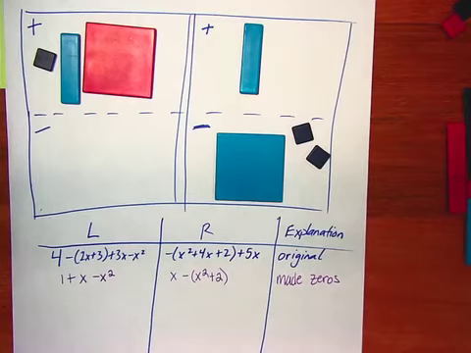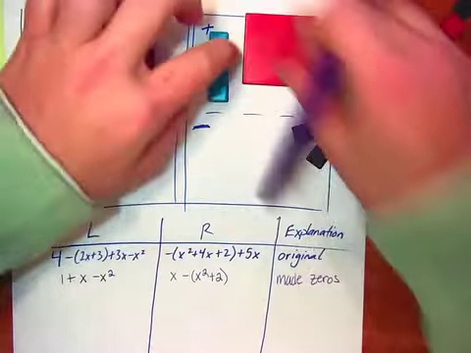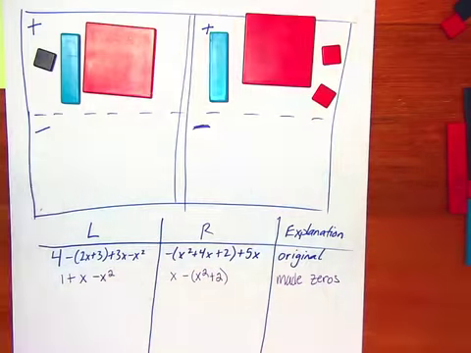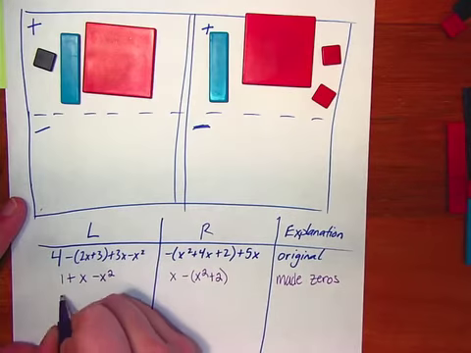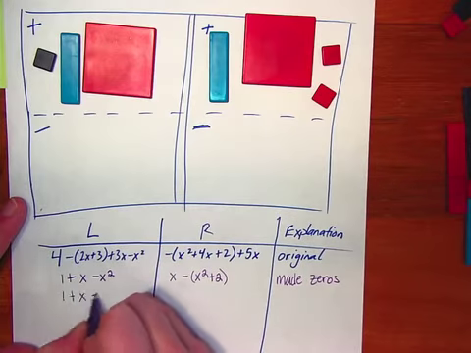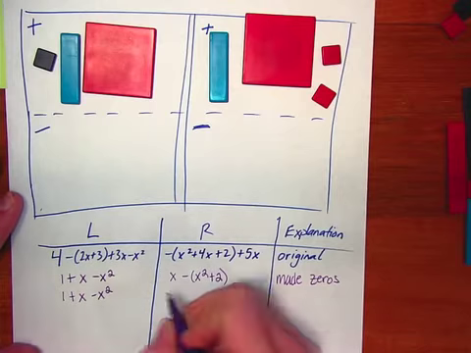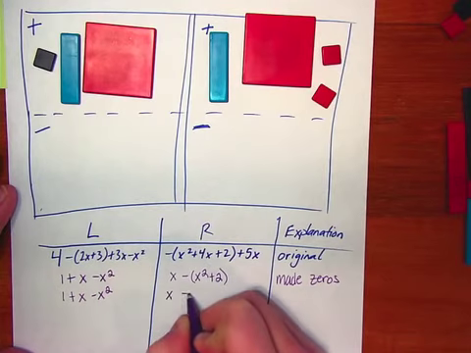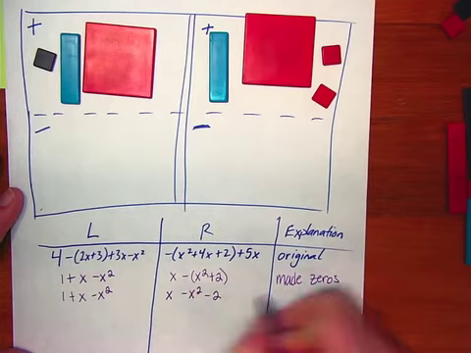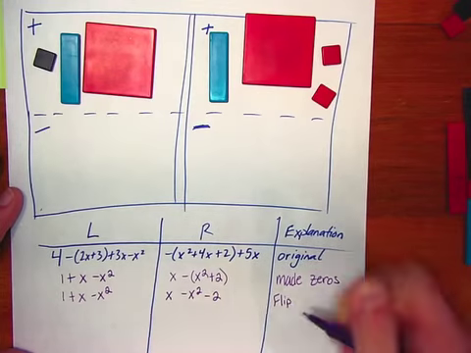Now let's take a moment to flip everything up because everything in the top is going to help us see some other things to cancel. And we're going to record what we see. The left side remains the same, 1 plus x minus x squared. The right side has x minus x squared minus 2. And we flipped.